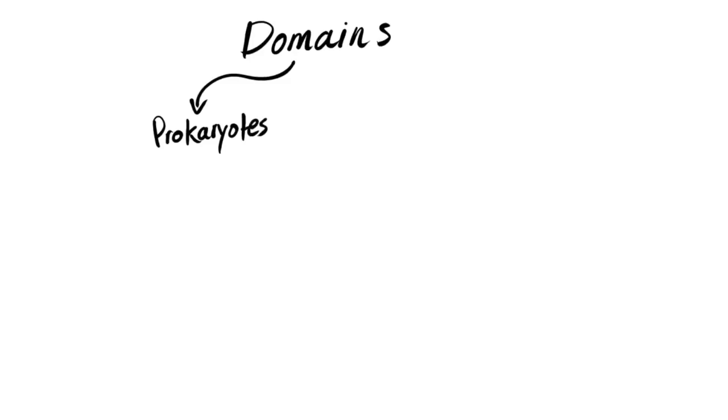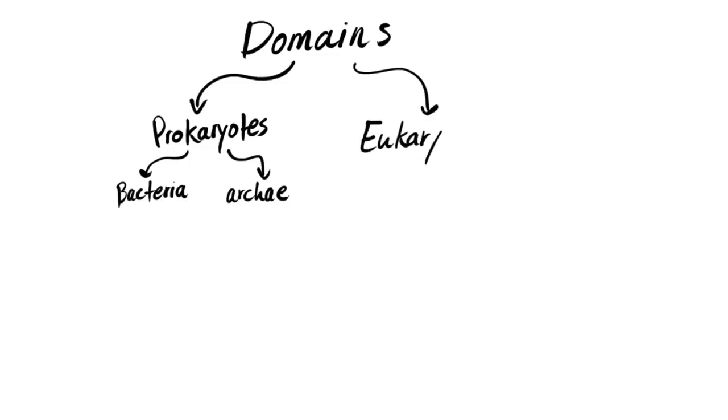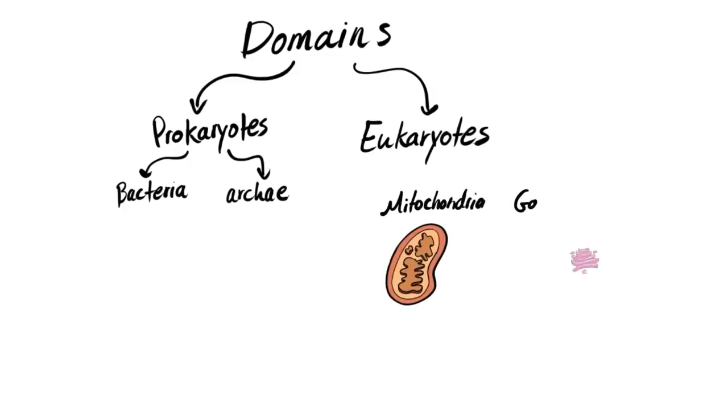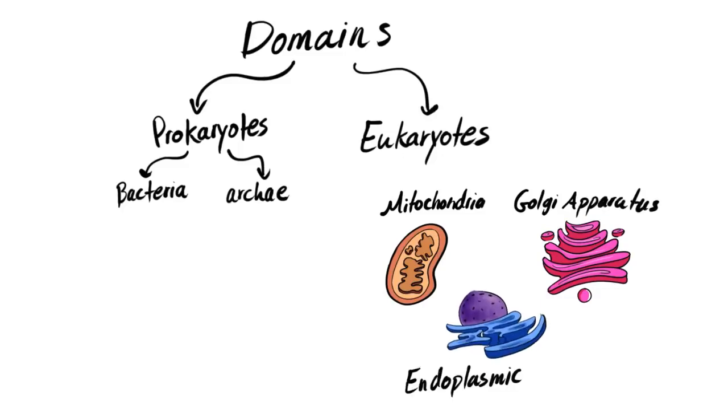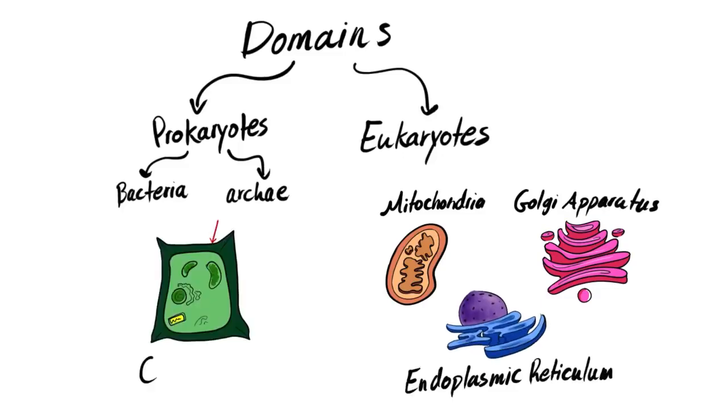So if we start from the top, we have three domains on this planet: bacteria, archaea, and eukarya. Both bacteria and archaea are considered as prokaryotes, whereas eukarya are considered as eukaryotes. The main differences between prokaryotes and eukaryotes are absence of cytoplasmic structures such as mitochondria, Golgi apparatus, and endoplasmic reticulum in prokaryotes. And then we have absence of cell wall in eukaryotes except for fungi and plants. Also, they differ in the structure of the ribosomes.